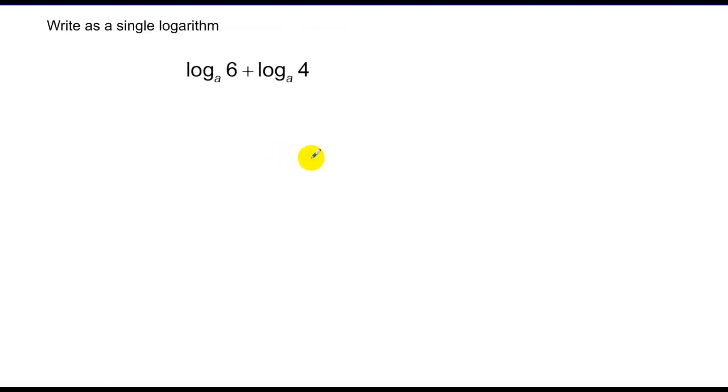So here's an expanded expression, and we want to write it as a single logarithm. Now we notice that this is a sum of two individual logarithms, so that's that first property that says if I have the sum, I can go to a product. So I have the log base A of 6 times 4, or the log base A of 24.